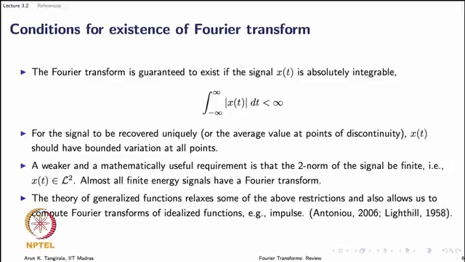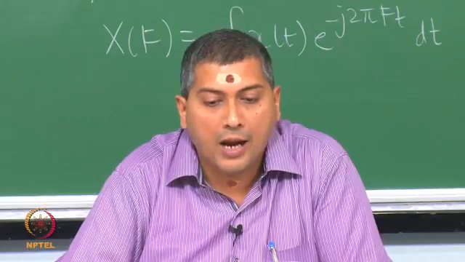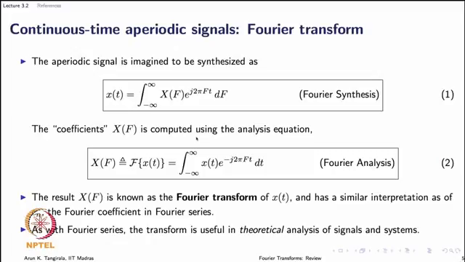When I have a finite energy signal, the integral here in equation 1 converges to x of t, not strictly, but in an integral square error sense. That is, the squared error between x of t and this integral will diminish, and not the error. That is what it means.